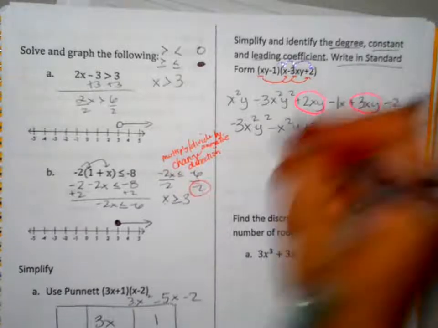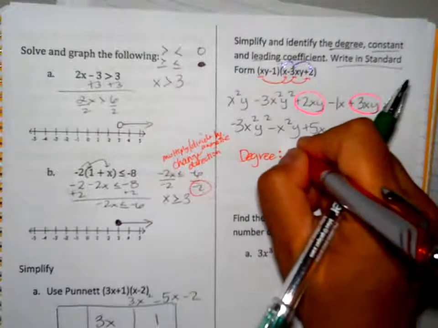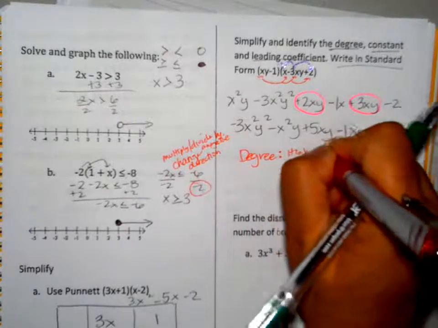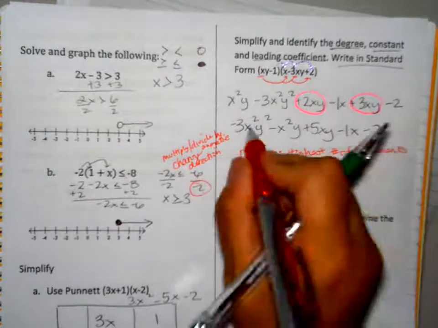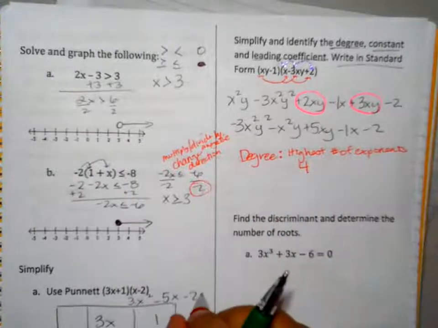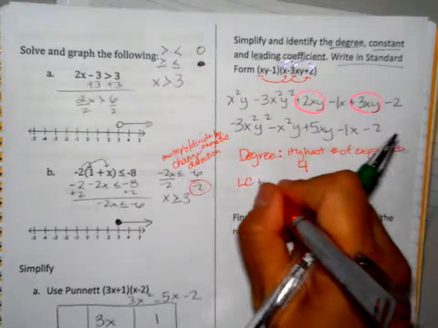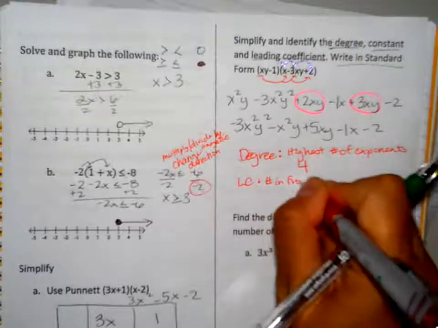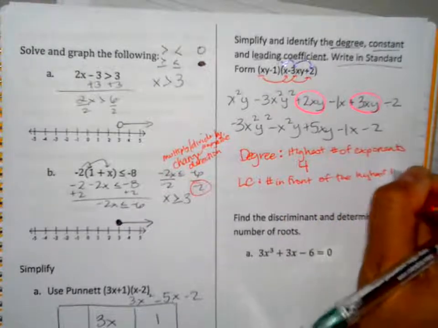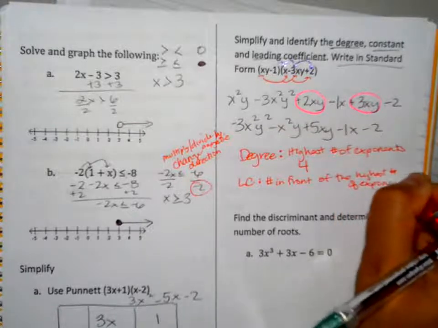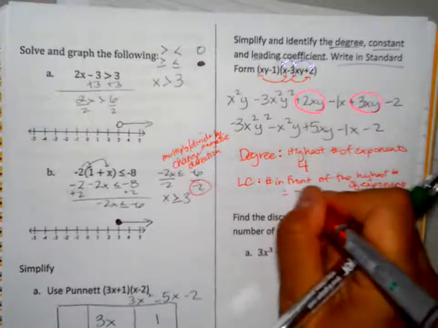So let's do this. I've got my degree. That's the highest number of exponents. So the highest exponent is your degree. When you have two variables, you have to add them together. So I've got 2 and 2, which in this case is going to be a degree 4. All right. I need my leading coefficient. Your leading coefficient is the number in front of the highest exponents. So in this case, it's going to be negative 3. So my leading coefficient is negative 3.